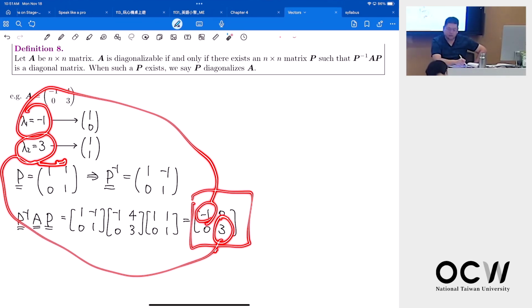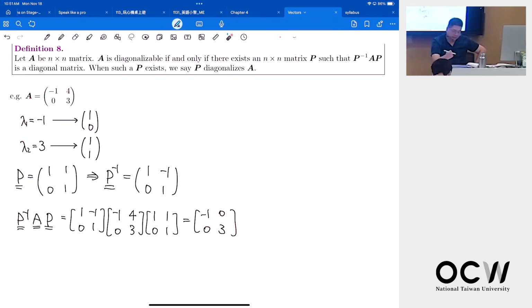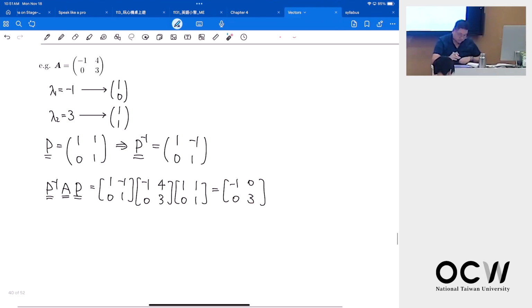Okay. So that means if you can find the eigenvectors, then form this P using all the eigenvectors, then you can diagonalize this A, and for the diagonal matrix, you just put their eigenvalues. All right. Any questions so far?